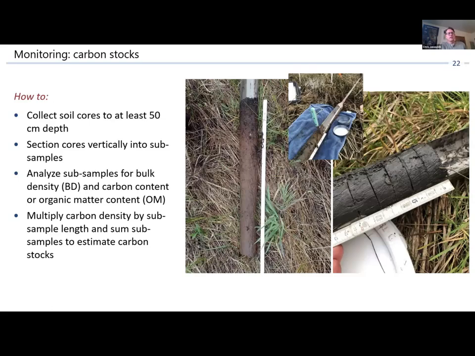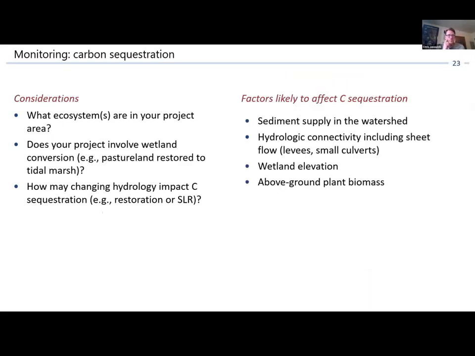Great, thanks. So how to monitor carbon stocks? Well, John went over this already, so I can be pretty brief, but we want to collect soil cores to at least a 0.5 meter depth. You section those soil cores and then you analyze them for bulk density and organic matter content or percent carbon. You would then multiply that carbon density by the length of the subsamples, and then you would sum those to depth, and that would give you a carbon stocks value.